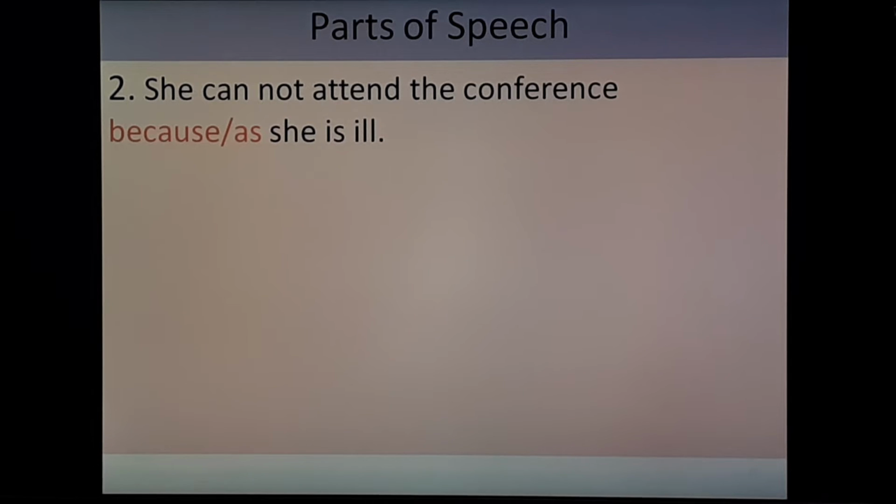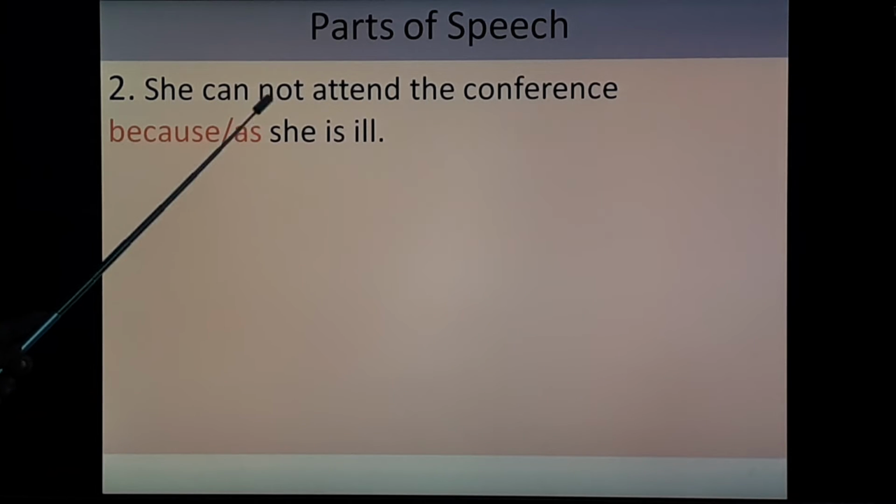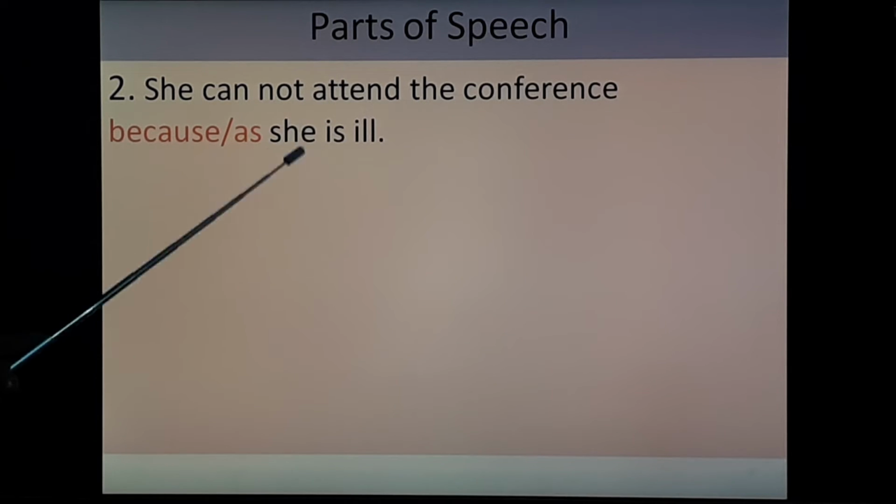Okay, let's see more sentences. She cannot attend the conference because, or as, she is ill. So here, she cannot attend the conference, this is the main clause, and she is ill, that is the subordinate clause. And here because, or as, or since, that is called a subordinating conjunction.